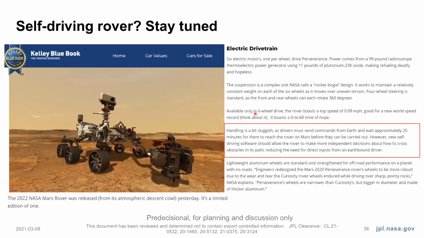Something we did do is to help the rover understand its environment, choose safe paths, and other things. We'll talk about the other things in a second. This is a real website, though. You can look at the Kelly Blue Book page for the Mars Perseverance rover. I think it's a joke, but they do hint at some self-driving software, which would allow the rover to make more independent decisions about how to cross obstacles and reduce the need for direct inputs from an earthbound driver. Stay tuned. This will be interesting if you see this.